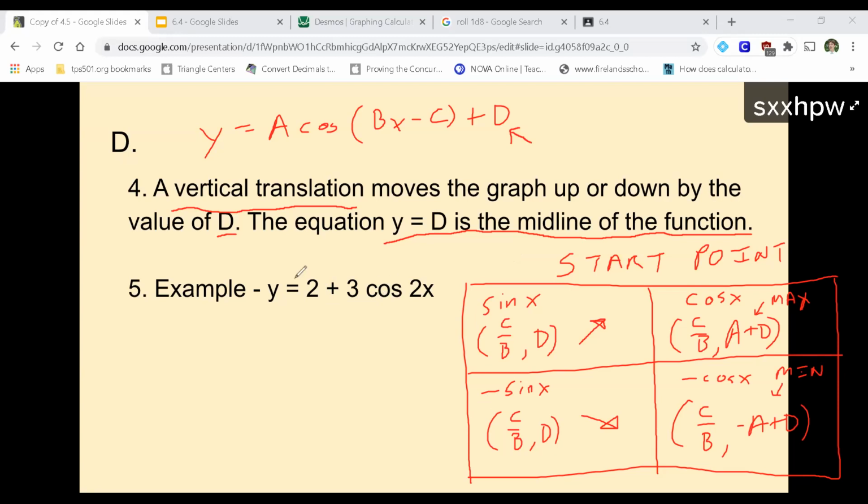So for our example here, our a value is 3. That'll tell us that the amplitude is 3, which tells us that the range, I'm going to put an asterisk by this because it's not really the range, is from -3 to 3. And because this number is positive, we are not reflecting.